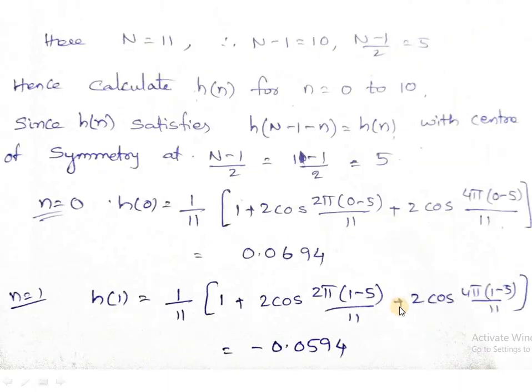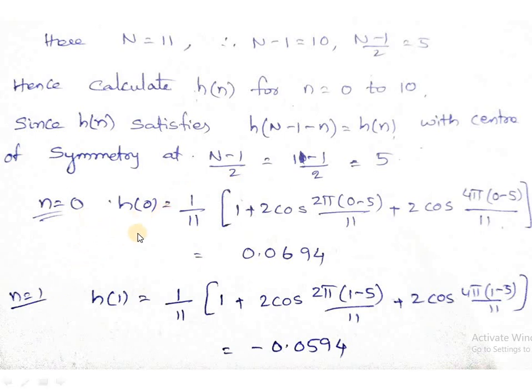And moving forward, as we have already calculated the impulse response, now exploiting the symmetry condition h of N minus 1 minus n is equal to h of n, with the center of symmetry lying at N minus 1 by 2, which in this case is equal to 5, I try to calculate the various values of h of n for various values of small n from 0 to 10.